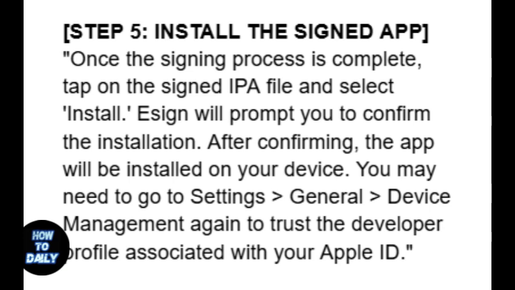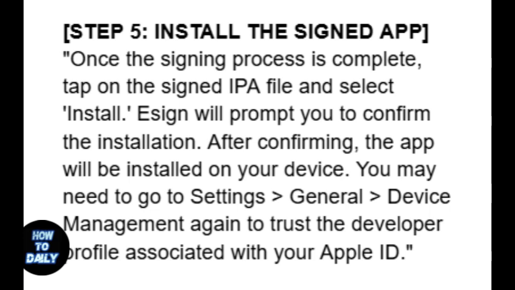eSign will prompt you to confirm the installation. After confirming, the app will be installed on your device. You may need to go to Settings, General, Device Management to trust the developer profile associated with your Apple ID.